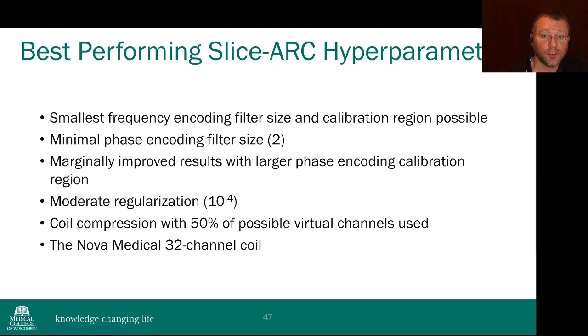Coil compression is a big thing that we learned here is really useful. You can cut down tremendously the computational load by using half of the possible virtual channels. Finally, that Nova Medical 32 channel coil across the board did better with this slice unaliasing.